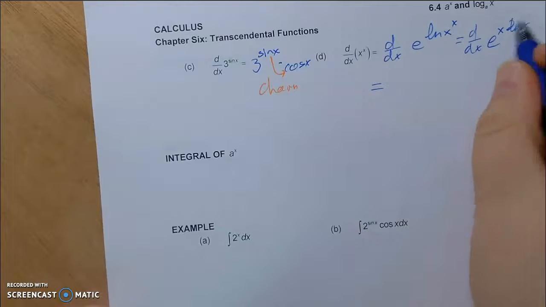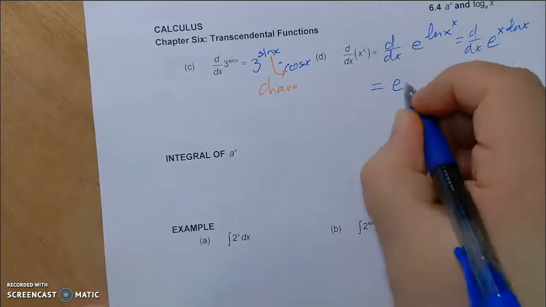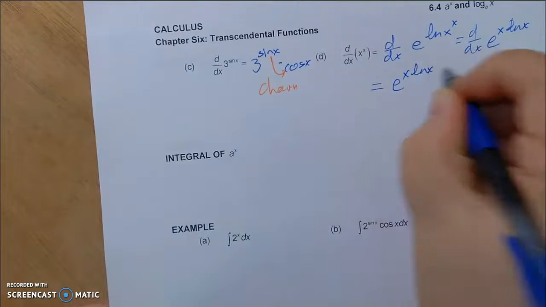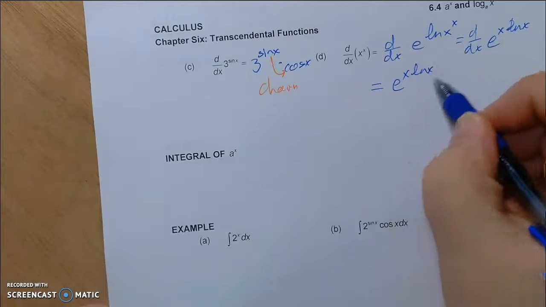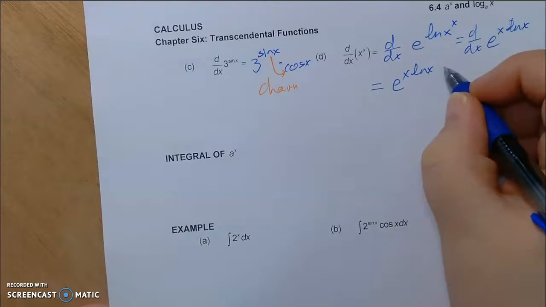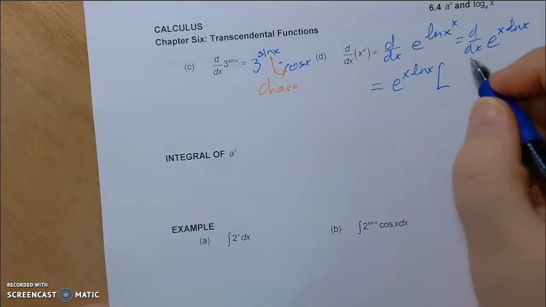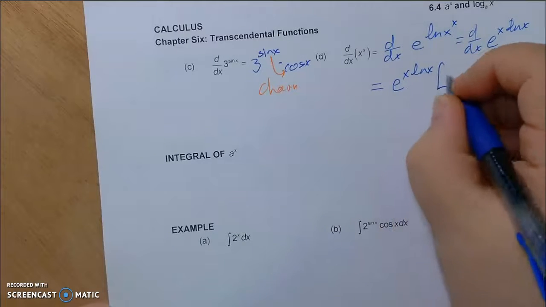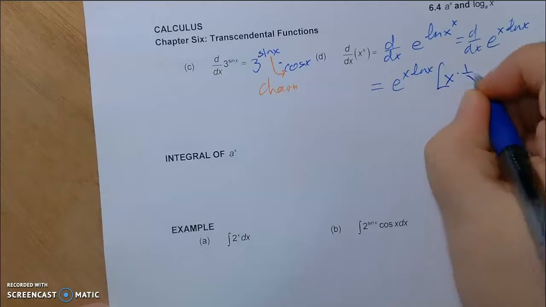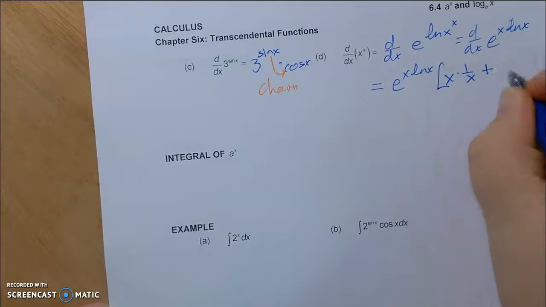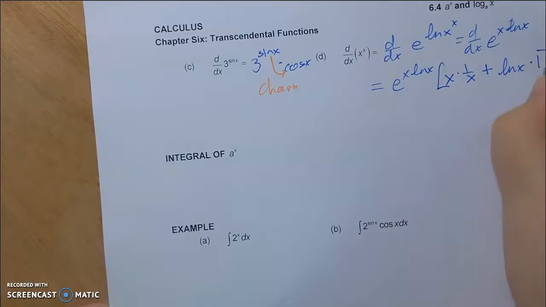So, derivative of e to something is, we rewrite it. Then we're going to take the derivative of the inside. Well, the inside is x times natural log of x. So we have to use the product rule, which is the first times the derivative of the second. The derivative of natural log is 1 over x, plus the second, natural log of x, times the derivative of the first, times 1.